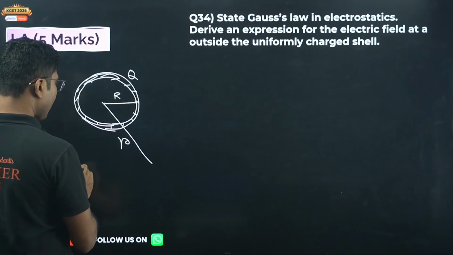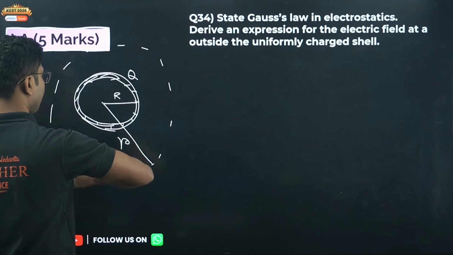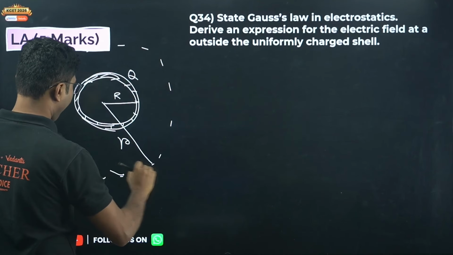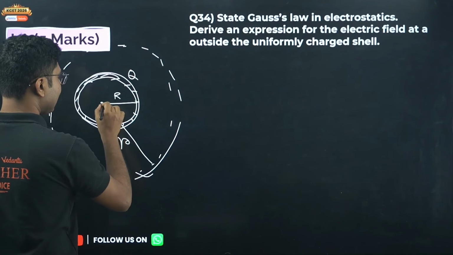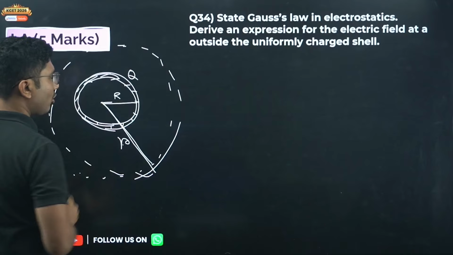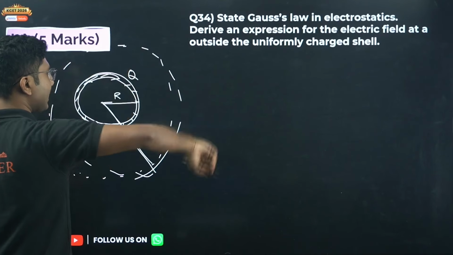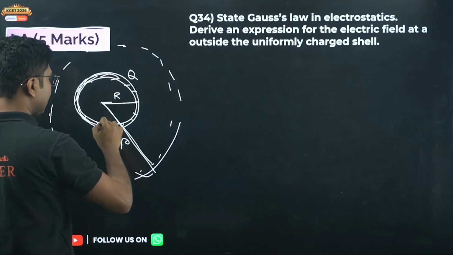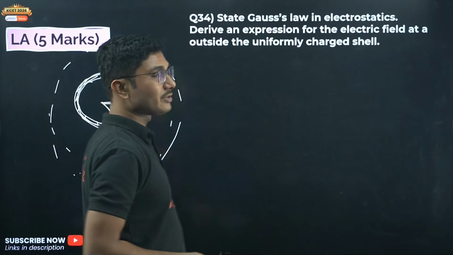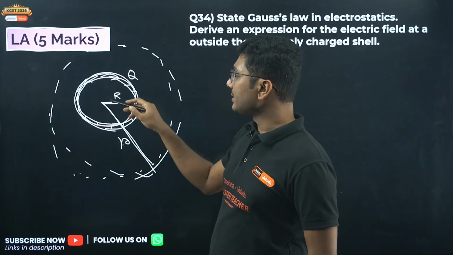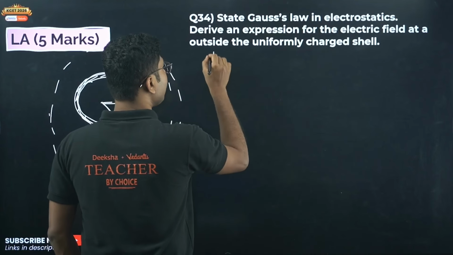Now what you have to do is construct a Gaussian surface of radius small r. That is the only thing that you have to do. Construct a Gaussian surface of radius small r, then we can apply Gauss's law. Again, this shell is a spherical shell, and this is also a sphere. That means this is a spherical symmetry. So for spherical symmetry, we can say the electric field at each and every point on this surface must be the same.